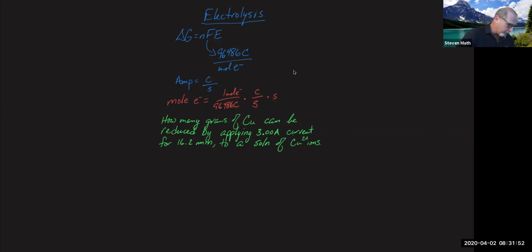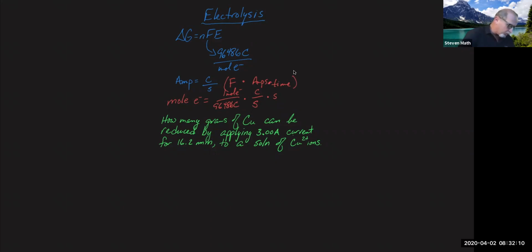So basically what we're looking at is time, amps, and Faraday's constant. That's the breakdown of what we're looking for. So let's look at our sample problem.